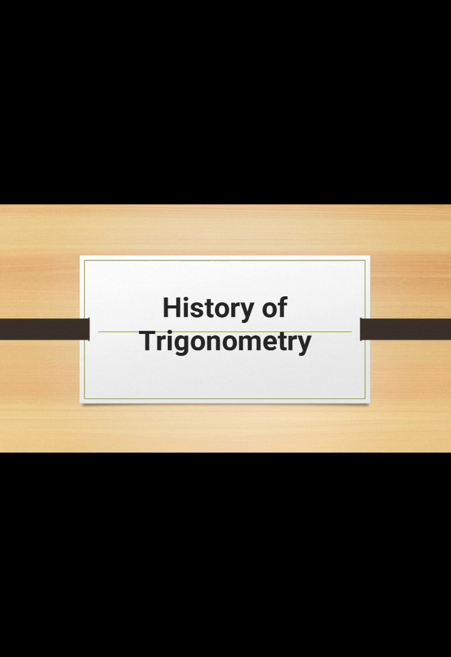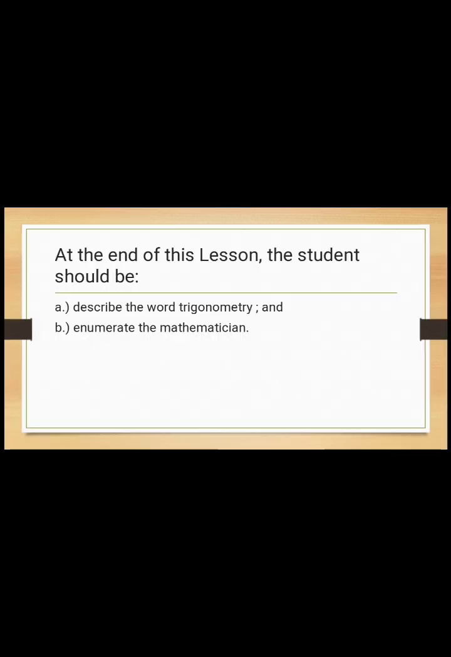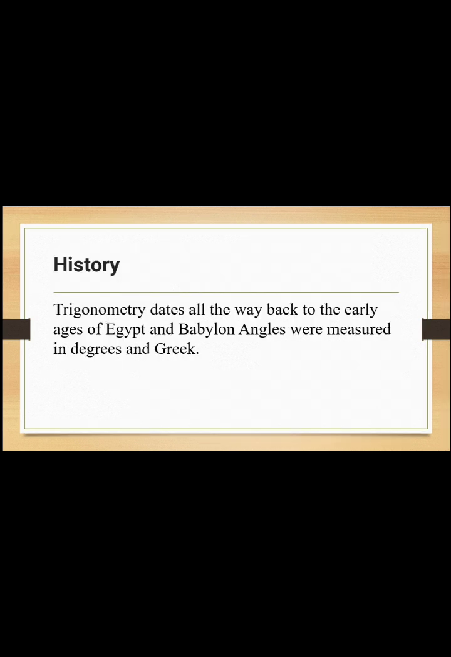Good morning everyone. So we're talking about the history of trigonometry. Here's the objective. At the end of this lesson, the student should be able to: A. Describe the word trigonometry, and B. Enumerate the mathematicians.